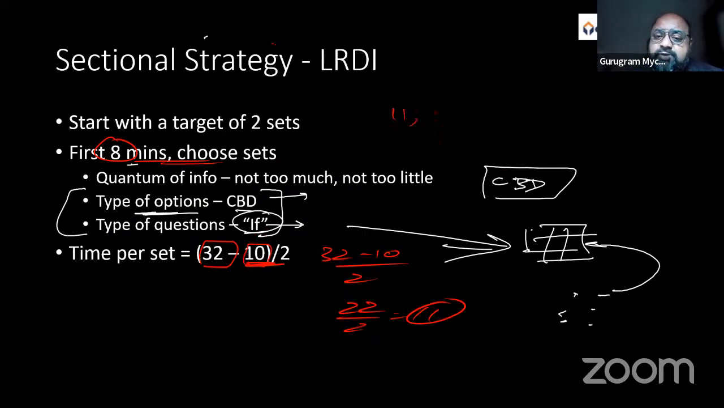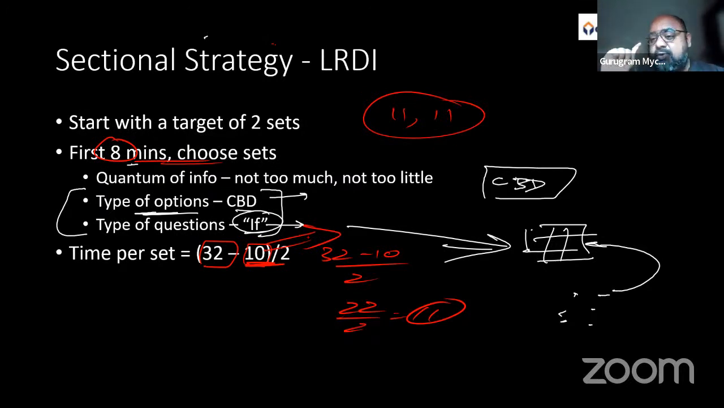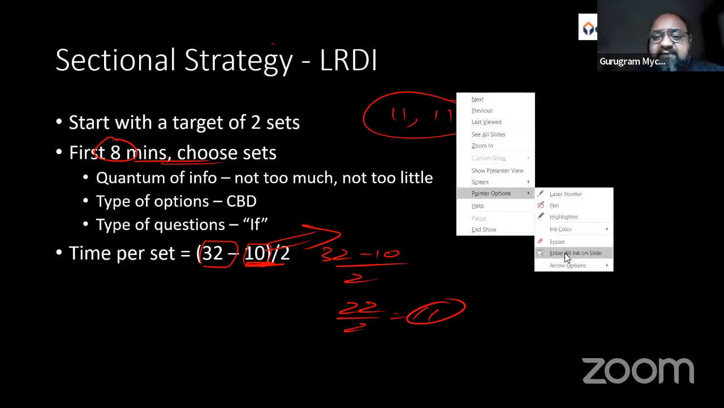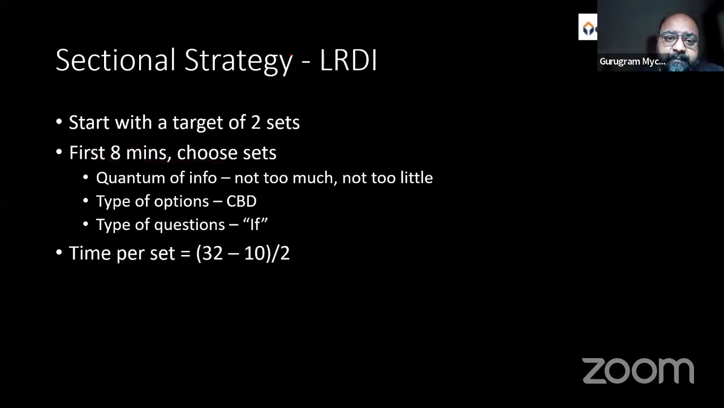If you are able to solve 2 sets in 11 minutes, then these 10 minutes are there for you to try to increase your attempt, right? So basically what I'm saying is, I am taking out 18 minutes, dividing it by 2. So I have 11 minutes for a set, 8 minutes for choosing the sets, and then 10 minutes for any overshoot that happens, or if I'm able to find other questions that I will be able to solve, that is where I put in. If my choosing of sets takes less than 8 minutes, that time gets added to the 32, right?